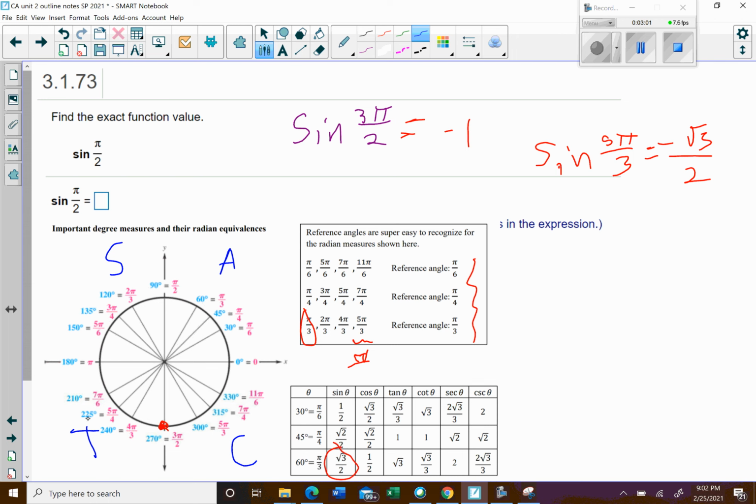And so down in quadrant 3, only tangent and cotangent are going to be positive, and then in quadrant 4, only cosine and secant are positive. So that might be a way to make sure you got the proper sign of being positive or negative. So anyways, it'll take some time and practice.